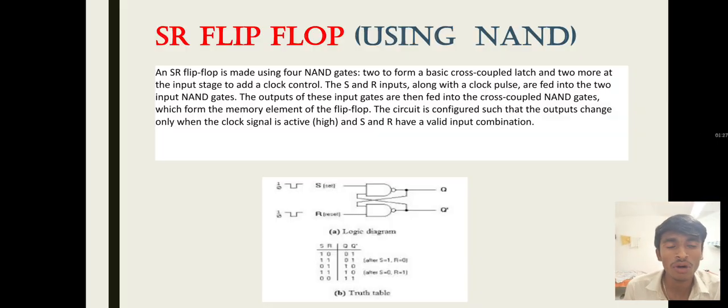Now I will talk about the SR flip-flop using NAND gates. An SR flip-flop is made using 4 NAND gates. Two NAND gates form a basic cross-coupled latch and two more at the input stage add clock control. The R and S inputs along with the clock pulse are fed into the two input NAND gates. The outputs of these NAND gates are then fed into the cross-coupled NAND gates, which form the memory element of the flip-flop. The circuit is configured such that the output changes only when the clock signal is active and R and S have a valid input combination.